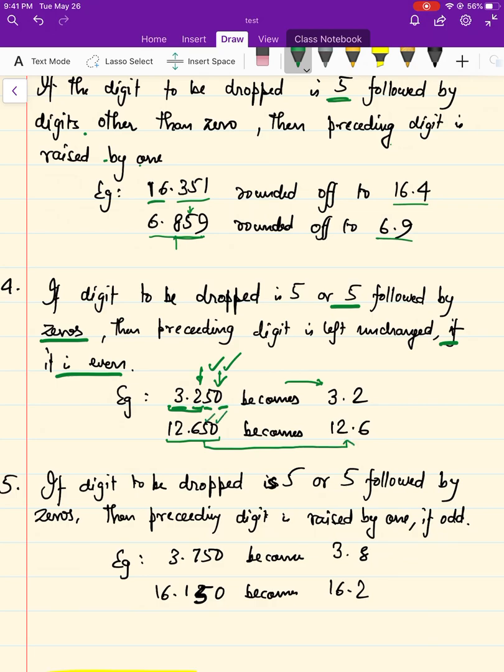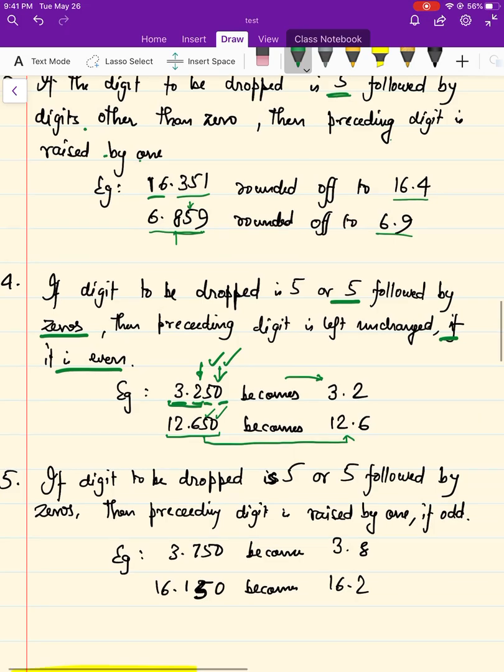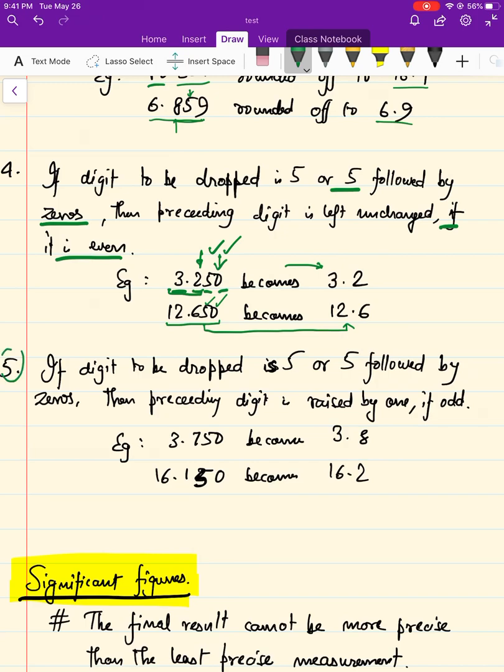So if there is a 0 after 5, it is dropped, and if the number which is preceding 5 is even, in that case it stays even. However, the case is opposite, as I have stated in point 5. If the digit to be dropped is 5 or 5 followed by zeros, the preceding digit is raised by 1 if it is odd, and that's a very important step. If it is odd, it's raised by 1. So as an example, 3.750 becomes 3.8, right? 3.750 becomes 3.8, okay? And then let's say if I have this number, it becomes, as obvious, 16.2. 5 and 0 are dropped, and you only have certain values.